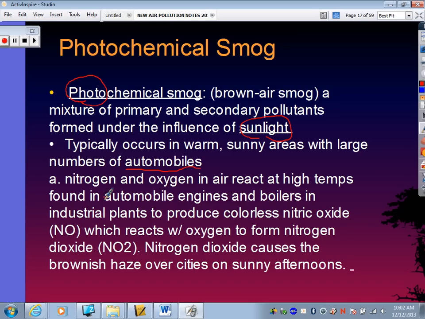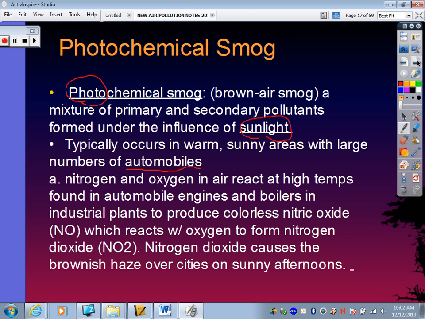Okay, so what we have happening here: nitrogen and oxygen in the air react at high temperatures found in automobile engines and boilers of industrial plants. They produce the NOs, which can react with oxygen to form NO2. And then the NO2 can start to cause some brownish haze. But NO2 can react with some other stuff as well.